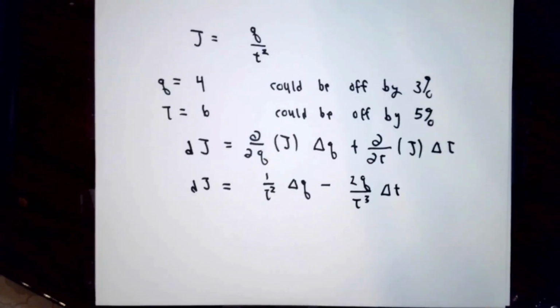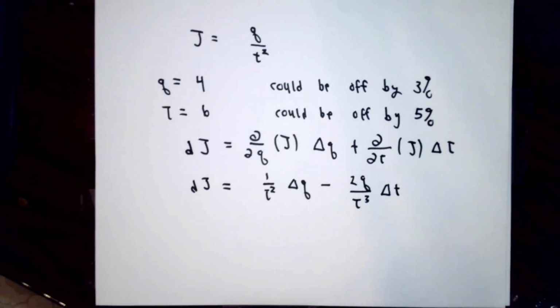A similar situation is sometimes seen where the uncertainties are given as percentages instead of specific values. Let's take a look at one of those. Suppose I have a quantity J that depends on two variables named Q and T, the relationship given as J equals Q divided by T squared.